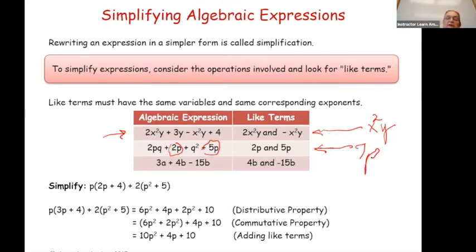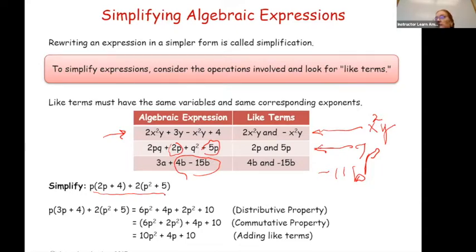And then, if you look at the final algebraic expression, 3a plus 4b minus 15b, here only the expressions in b are like terms. The plus 4b and the minus 15b would combine to give us a negative 11b.